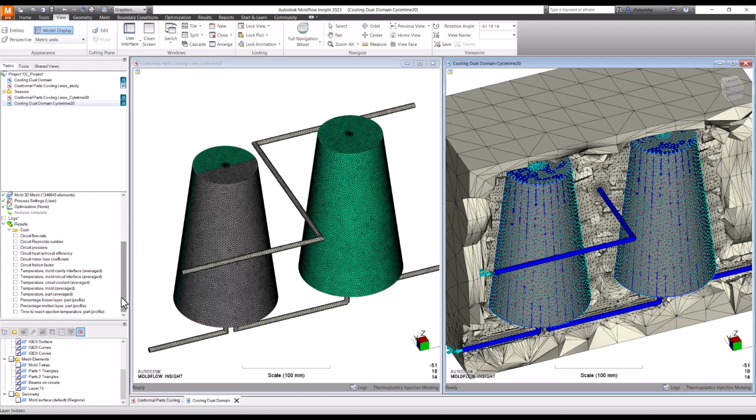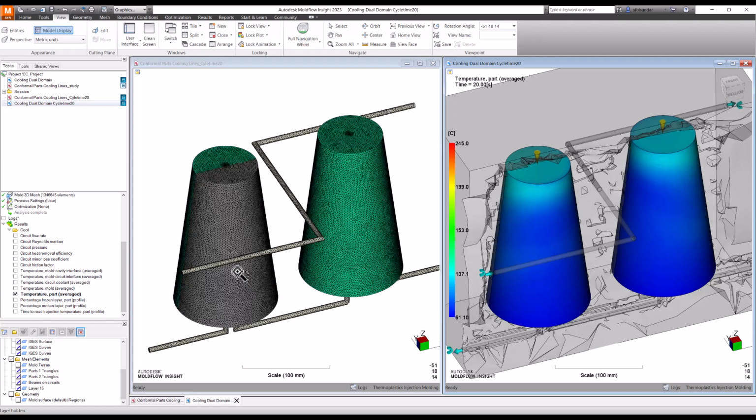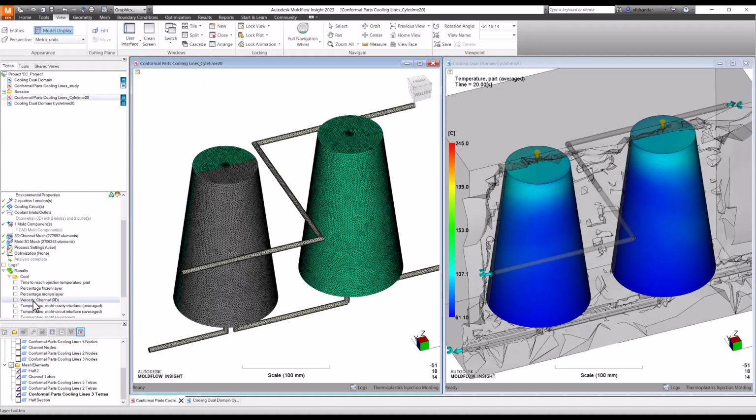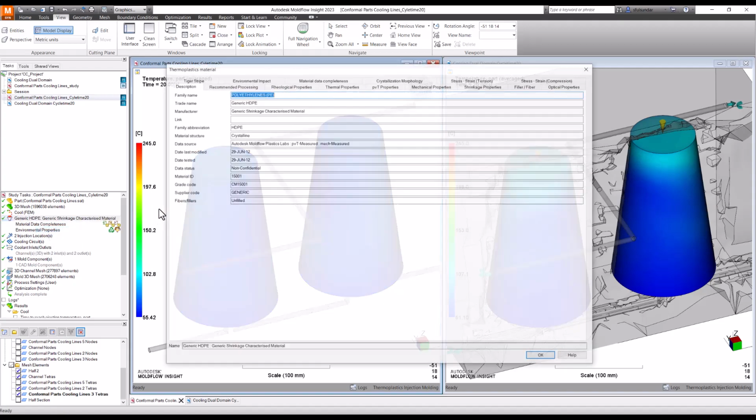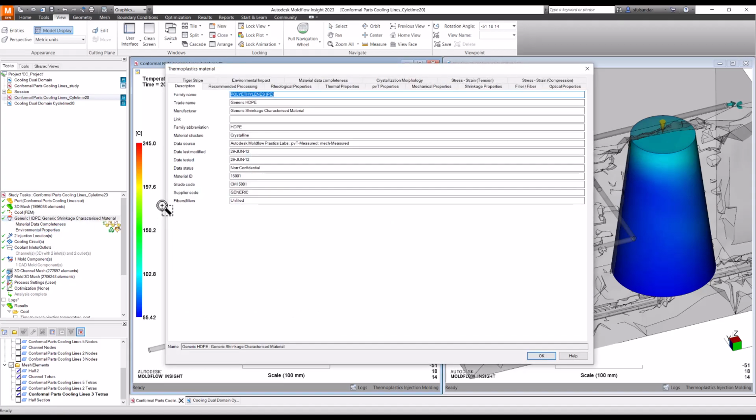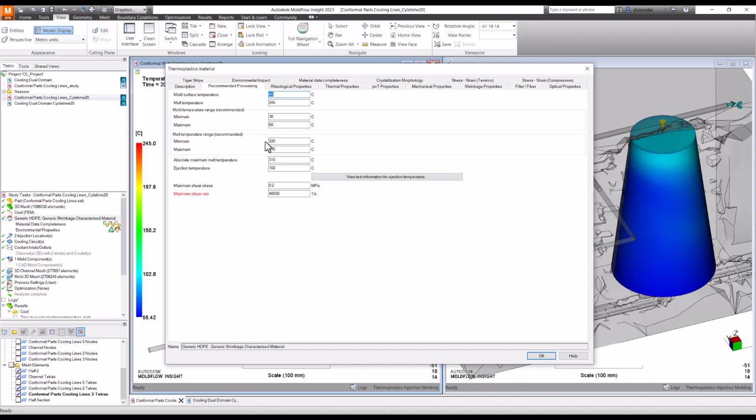The most important thing that I always refer to in the first results is of course looking at the part average temperature. Okay, and let's look at the part average temperature for both. I want the part average temperature to be below the ejection temperature for the given resin. So in this case, for this generic HDPE, generic shrinkage characterized material, looking into the processing parameters, it has an ejection temperature of around 102 degrees centigrade.